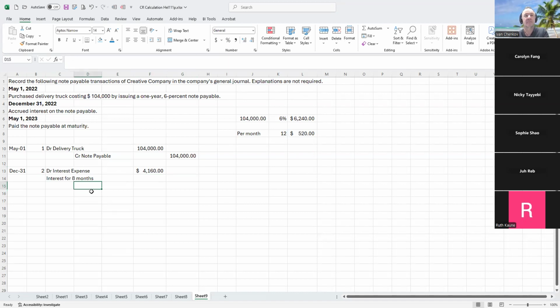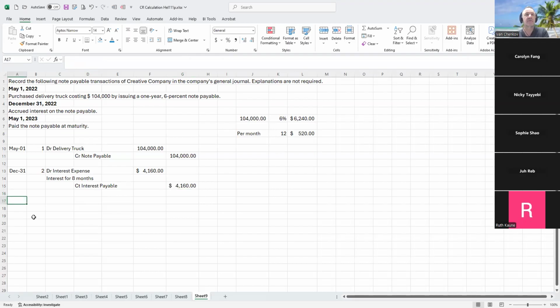Credit interest payable. Why? Because we're in the liability chapter. Because we used the note payable and we owe the interest since it's the reporting date.